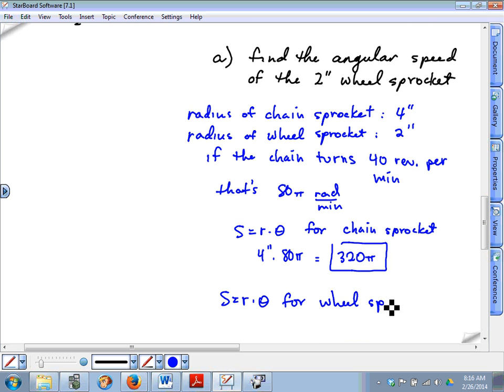For the wheel sprocket, what do we know and what don't we know? We know the radius, and we know the arc length, and now we know S. If we know the radius and we know S, what can we solve for? We can solve for theta.